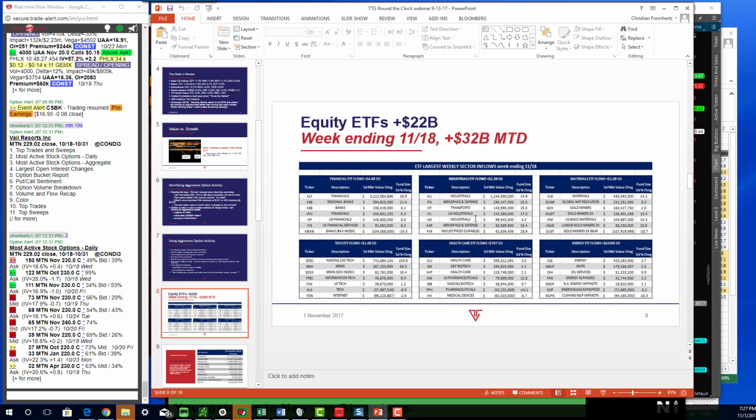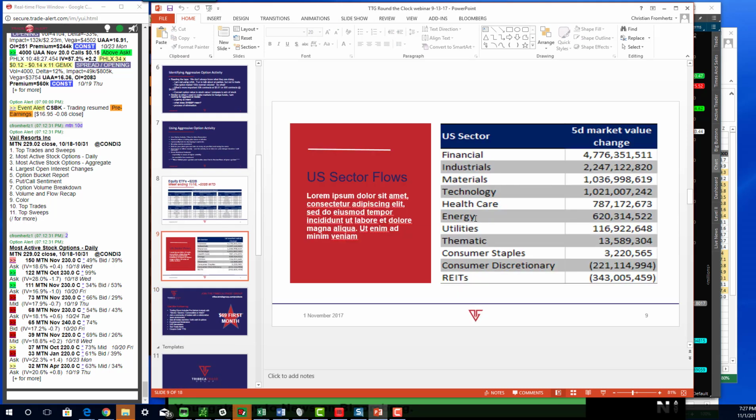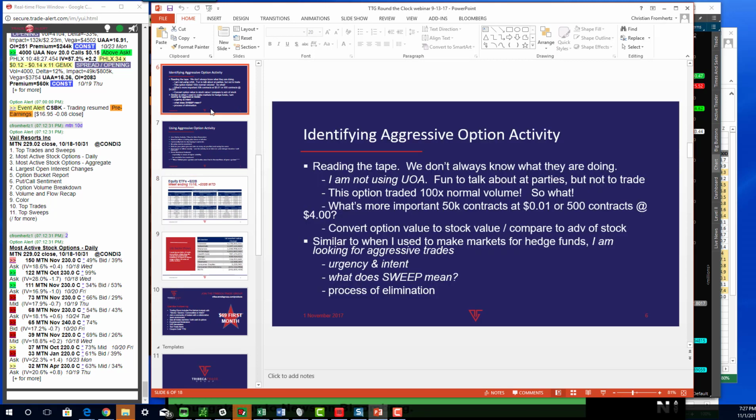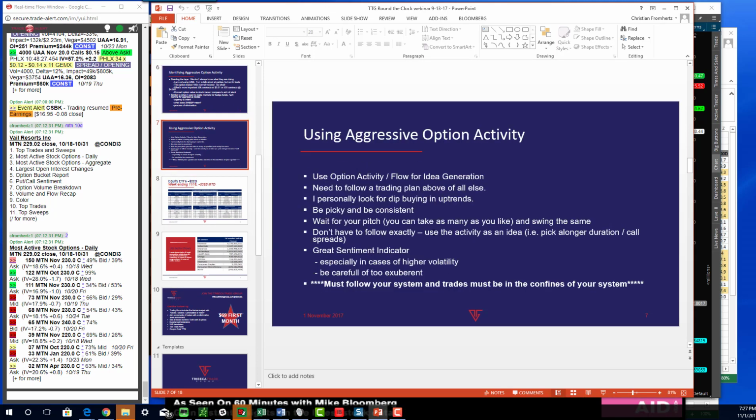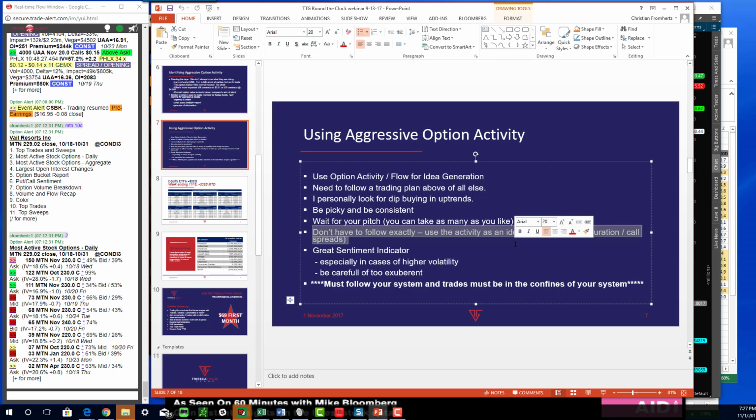Do I have another slide for this? I don't. I thought I had another one. I mentioned this one already. I'm not sure if I talked about position sizing on Monday.